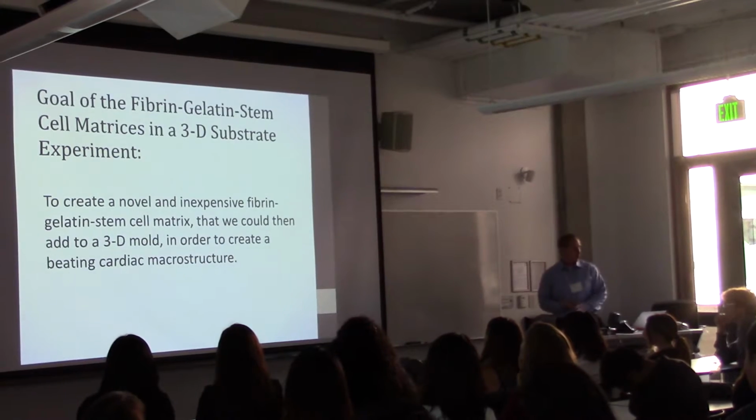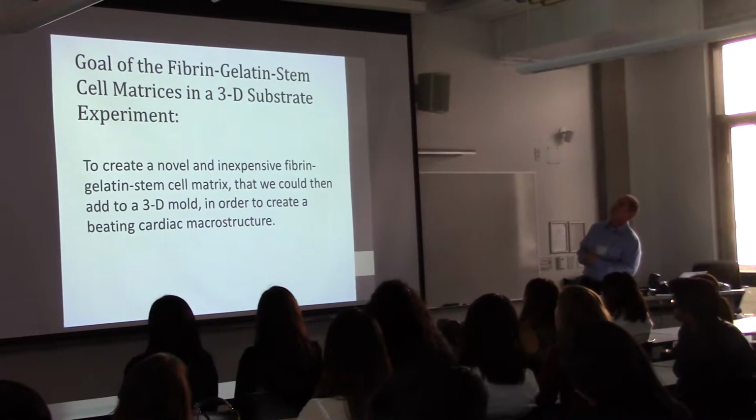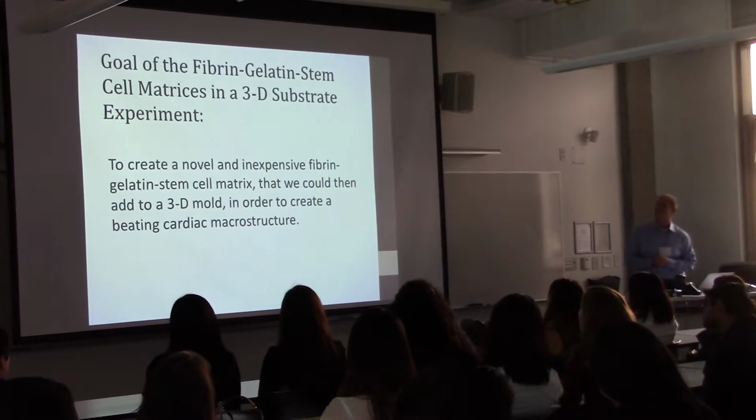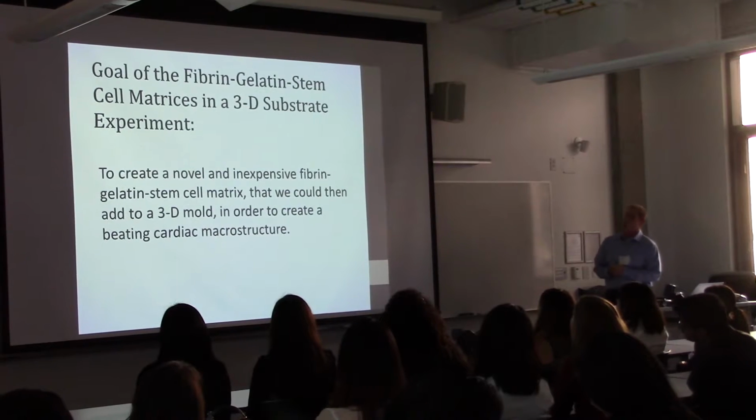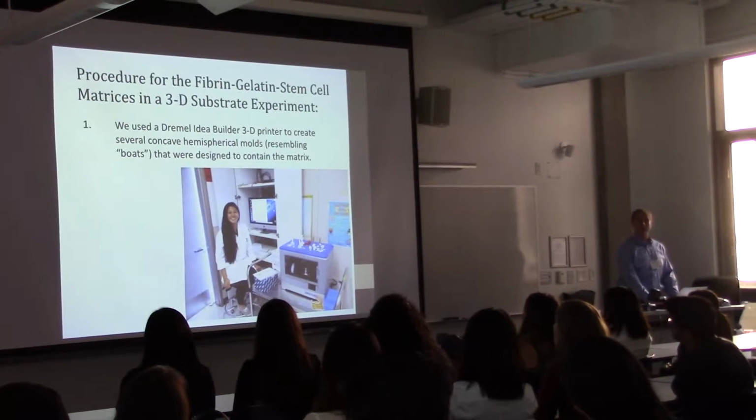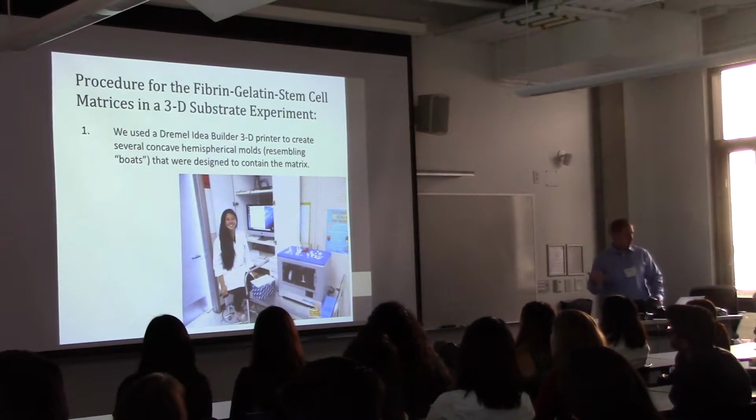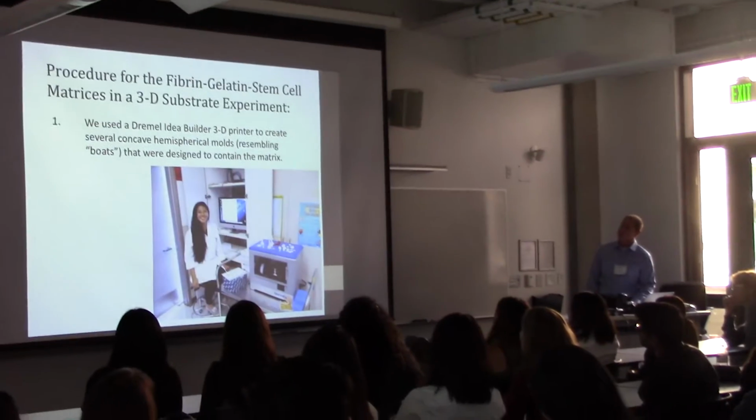So the goal of our final experiment is to create a novel and inexpensive fibrin gelatin stem cell matrix that we can then add to a 3D mold in order to create large beating cardiac structures. I'm going to have to go over this pretty quick because I'm running out of time. So first we built it on the 3D printer. Again, this is an example of our 3D printer in motion.